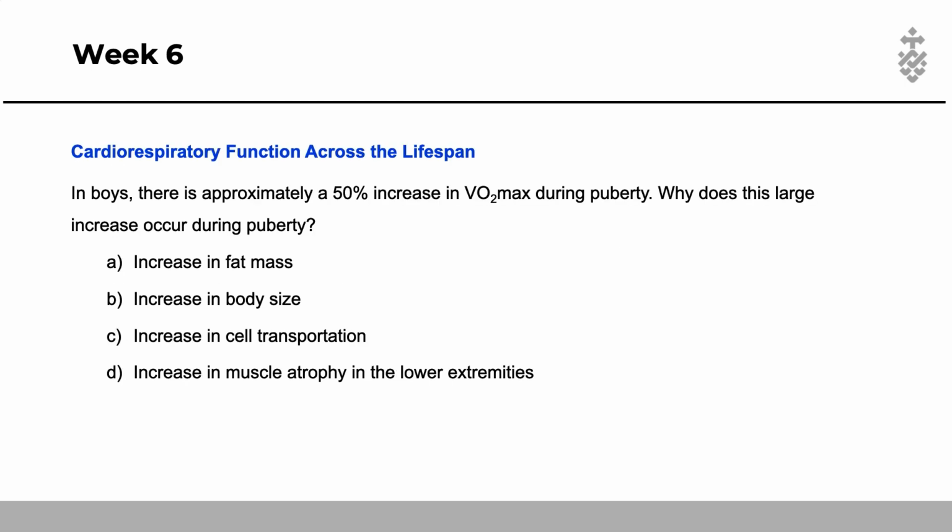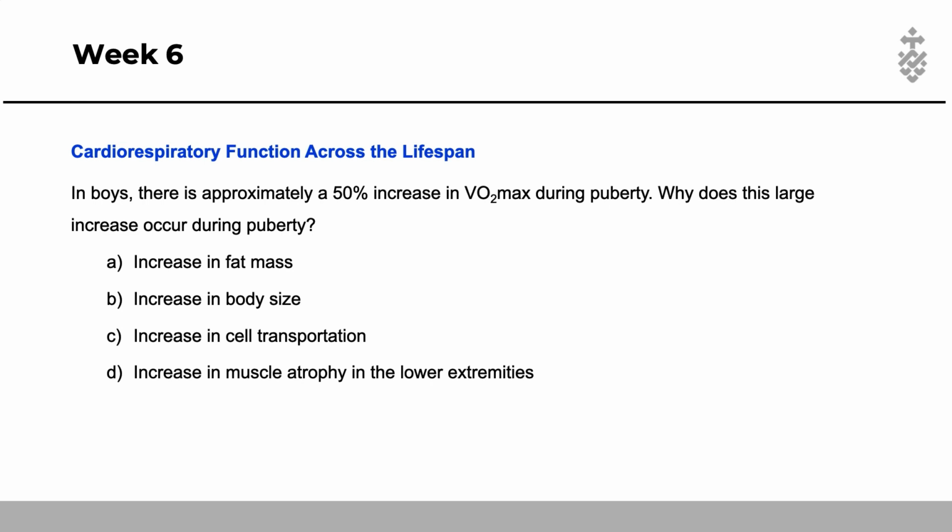Okay, so week 6 now, this is when we had a change from those early developmental concepts from week 2 to 5. Now we looked at some more physiology. So we started by looking at cardiorespiratory function across the lifespan. We spoke about the cardiorespiratory system and then how cardiorespiratory fitness and function changes in early life and also late life. So this question states in boys, there's approximately a 50% increase in VO2 max during puberty.